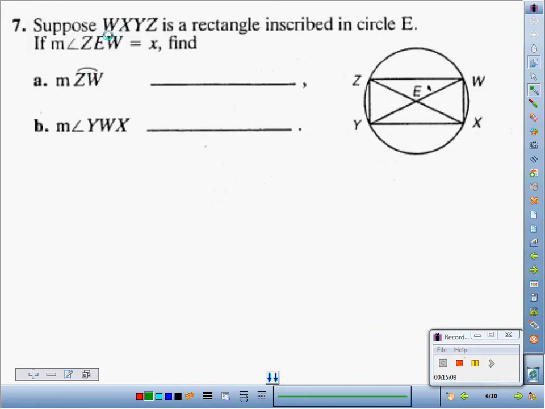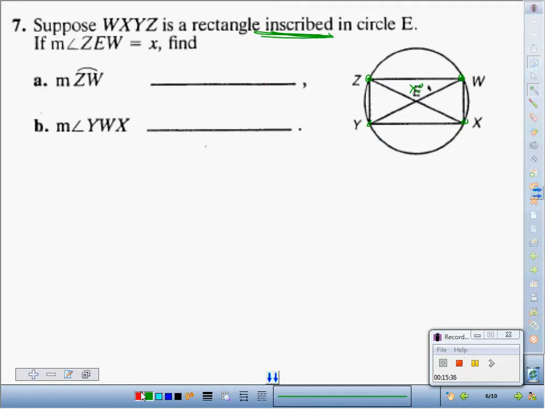Next one, suppose WXYZ is a rectangle inscribed in circle E. Inscribed means it's on the circle, so if it's rectangle WXYZ, that means the points W, X, Y, and Z are actually on the circle itself. So that's what inscribed means. If the measure of angle ZEW equals X, so X degrees, find these two things.